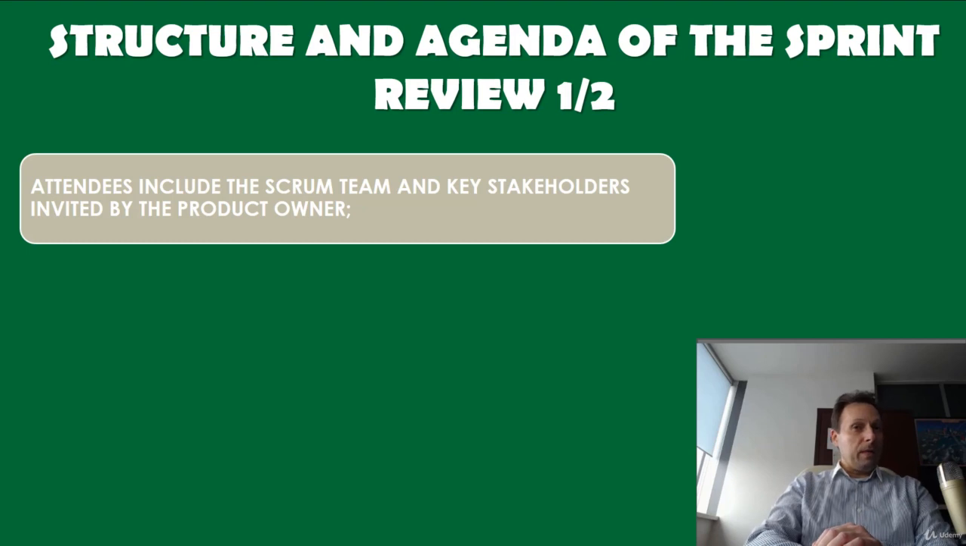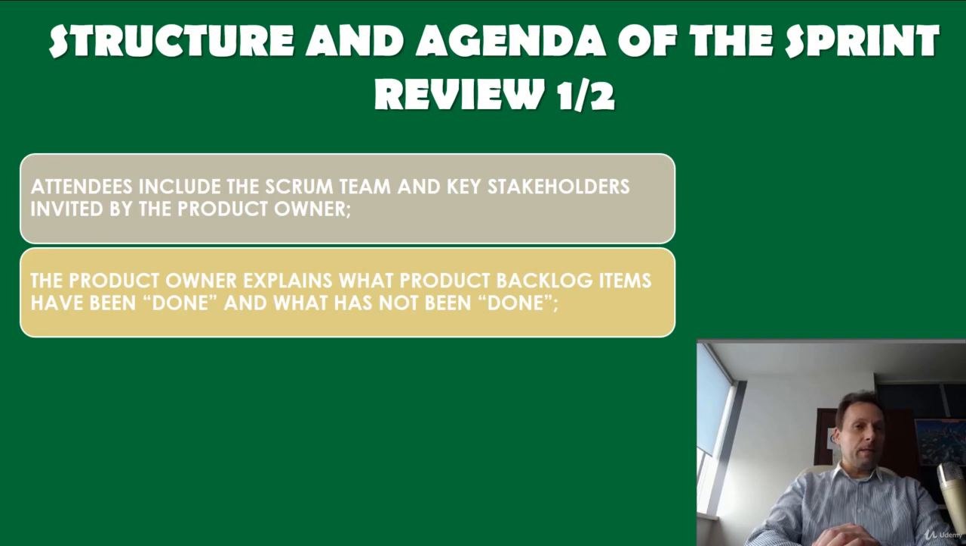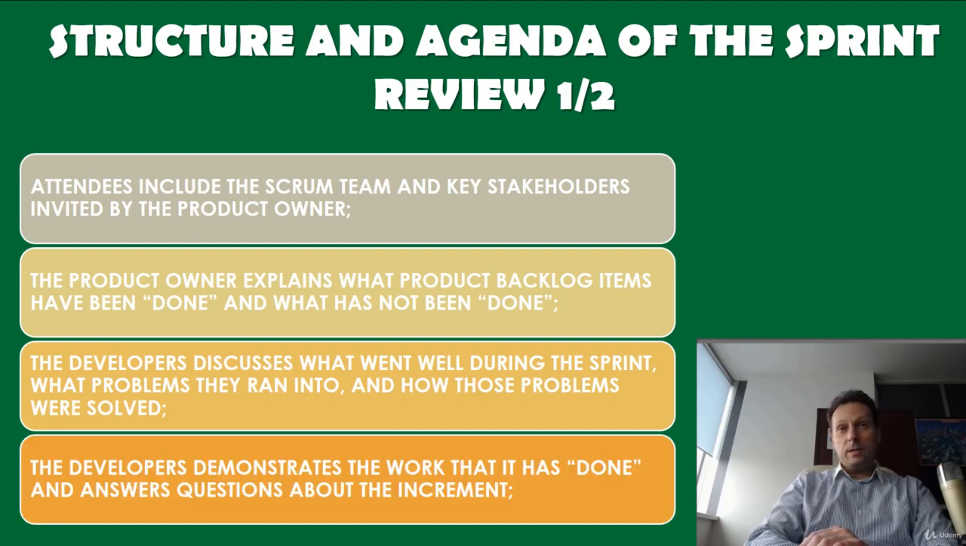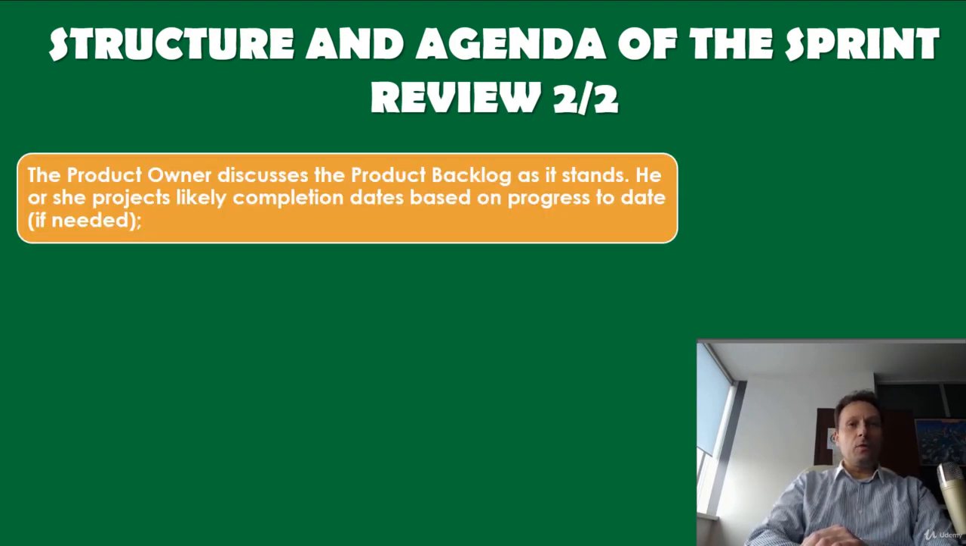Attendees include the Scrum team and key stakeholders invited by the product owner. The product owner explains what product backlog items have been done and what has not been done. And then developers discuss what went well during the sprint, what problems they ran into, and how those problems were solved. Developers demonstrate the work that is done and answer questions about the increment. Then the product owner discusses the product backlog as it stands. He or she projects likely completion dates based on progress to date, if needed.